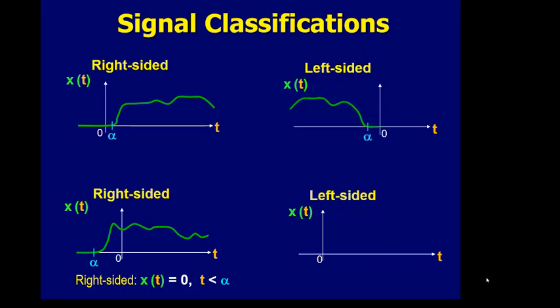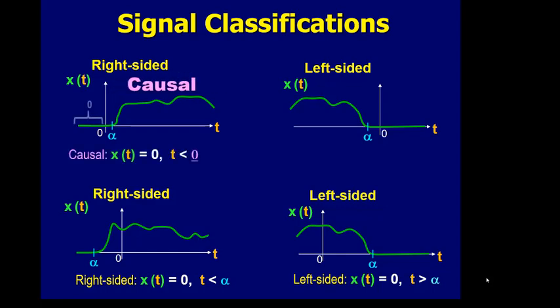It's left-sided if the opposite is true, if it goes to 0 and stays that way for all values to the right. Or mathematically, if x of t is 0 for all t greater than some value alpha. Again, doesn't matter if alpha is positive or negative, as long as it goes to 0 and stays that for all subsequent values of time, then it's left-sided. So a signal can be right-sided or left-sided. Now, a special case of a right-sided signal is one like the top, and that's a causal signal.